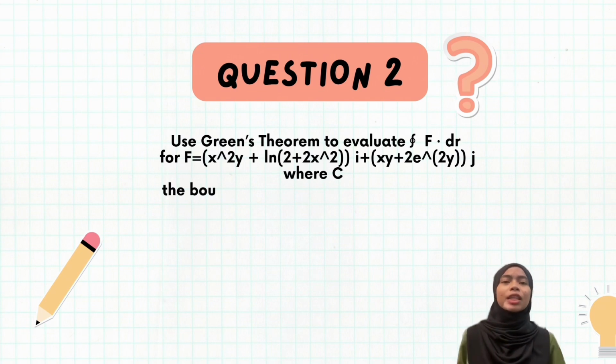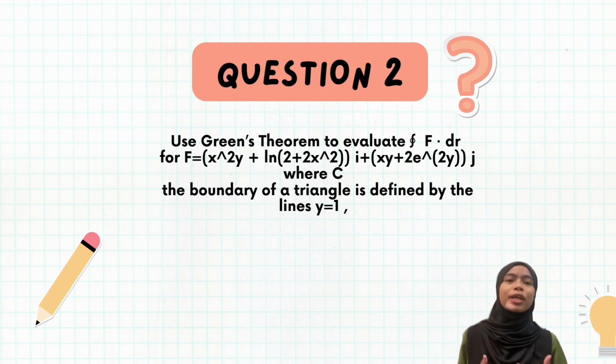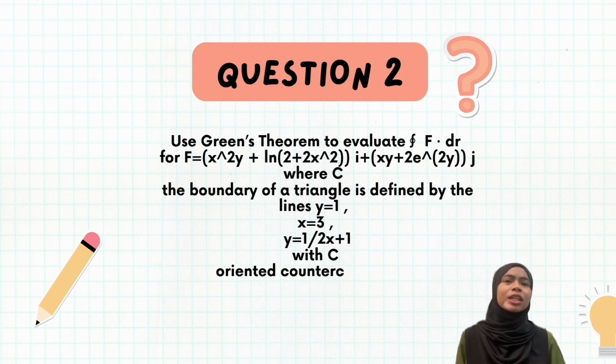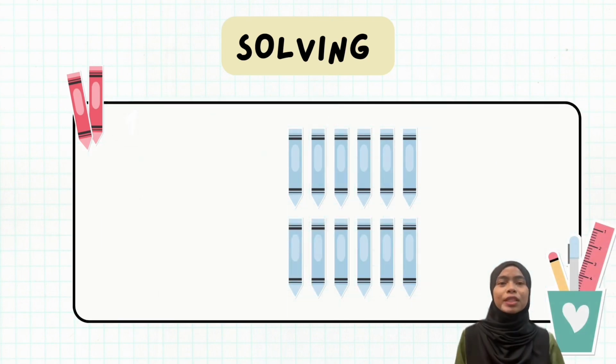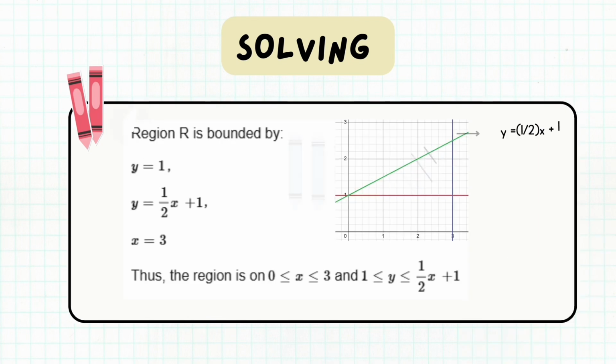We are given the vector field F that is equal to (x squared y plus ln 2 plus 2x squared) dx plus (xy plus 2e to the power of 2y) dy. The boundary of the triangle is defined by the lines y equals x, y equals 1, x equals 3, and y equals 1 over 2 x plus 1. And C is oriented counterclockwise. From the equation given, first we compute the partial derivatives with Qx minus Py, and we will get Qx minus Py equal to y minus x squared.